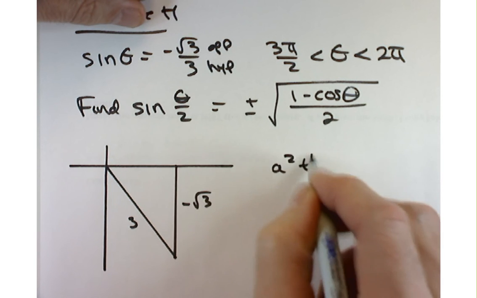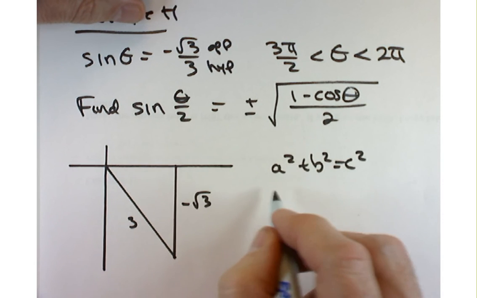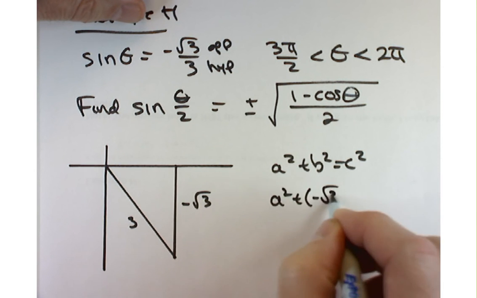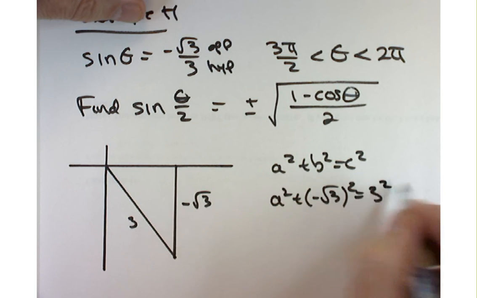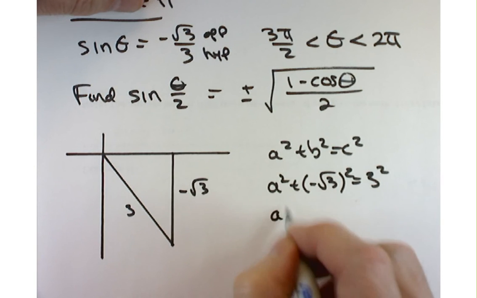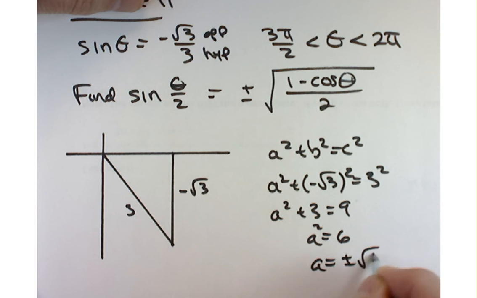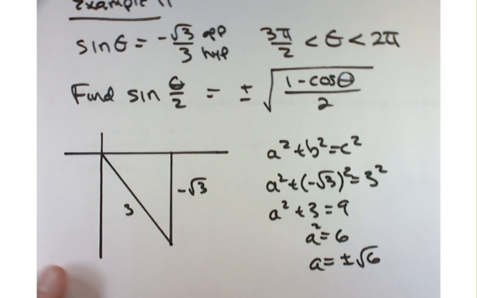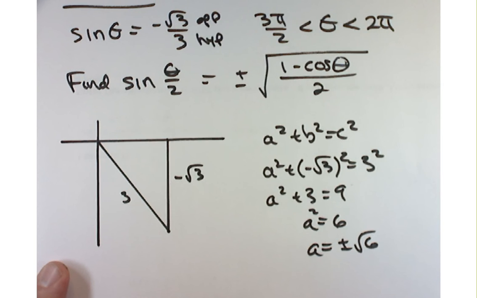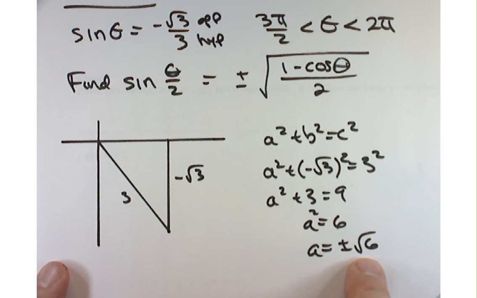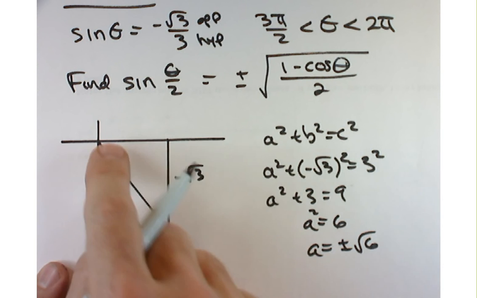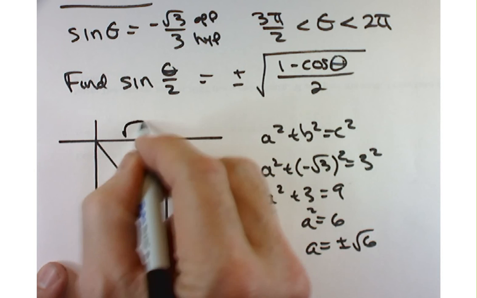A squared plus b squared equals c squared. So a squared plus negative square root of 3 squared equals 3 squared. A squared plus 3 equals 9. A squared equals 6. A equals plus or minus the square root of 6. Which one should I choose, the positive root or the negative root? Positive, yeah, the positive. Because you're in the fourth quadrant, so the x direction is going to be here.